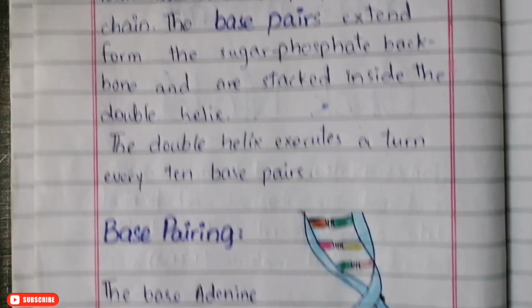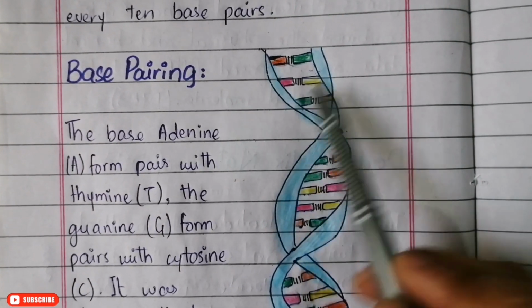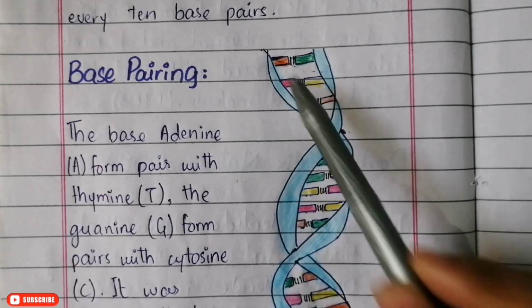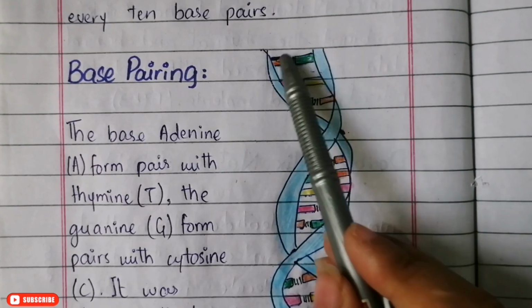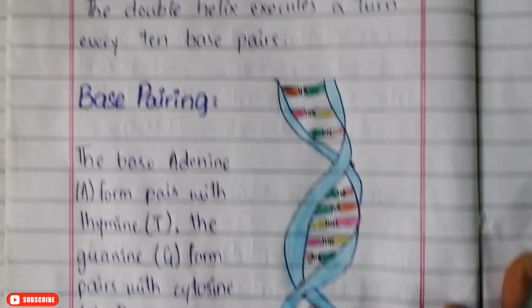I am going to show you how exactly the structure looks. This is the double helical structure. This is one chain of the DNA, or you can say DNA strand, and this is another DNA strand. And here you can see that nitrogenous bases are present.